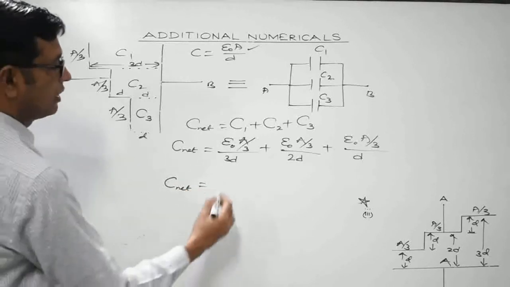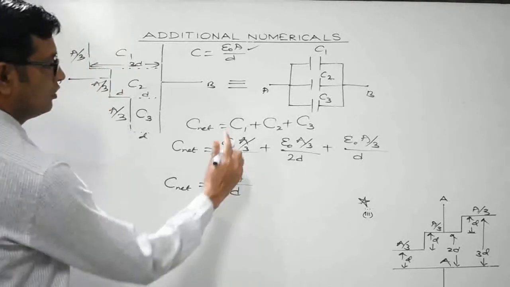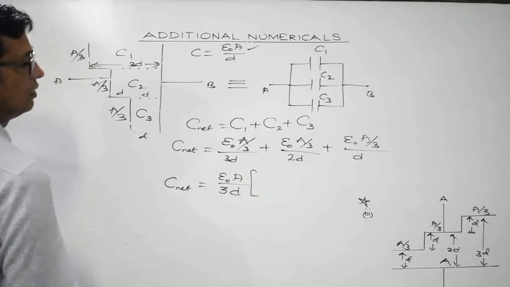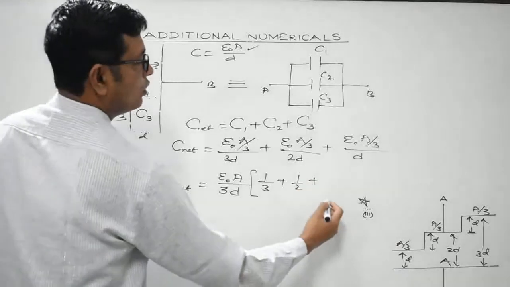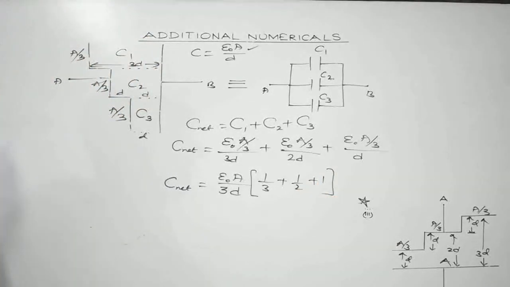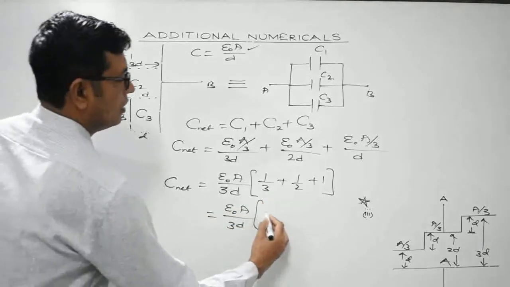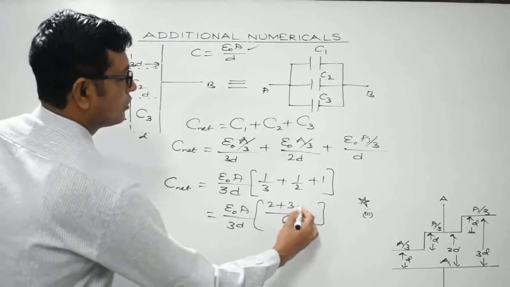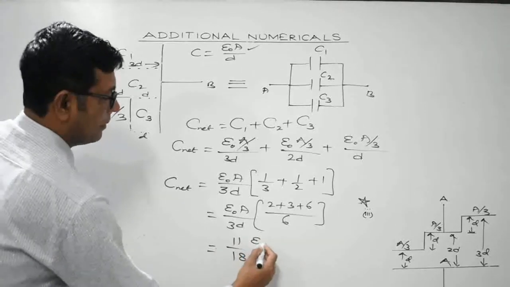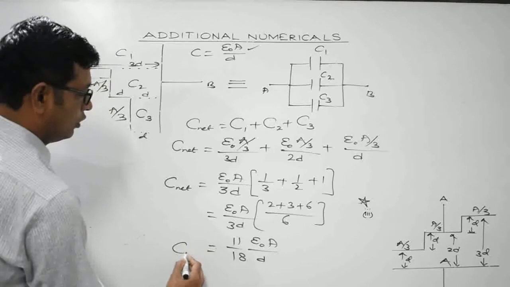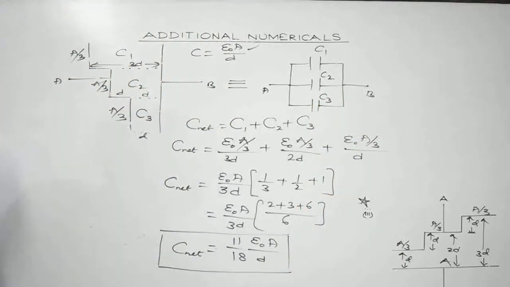So the net capacitance will be given by epsilon A divided by 3D taken as common. So it will be epsilon A divided by 3D times 1 plus 1 by 2 plus 1 by 3, with the terms arranged as 1 by 3 plus 1 by 2 plus 1. Taking the LCM, 6, we get 2 plus 3 plus 6, which is 11 by 18, epsilon A by D. So this will be the net capacitance of the given capacitor.